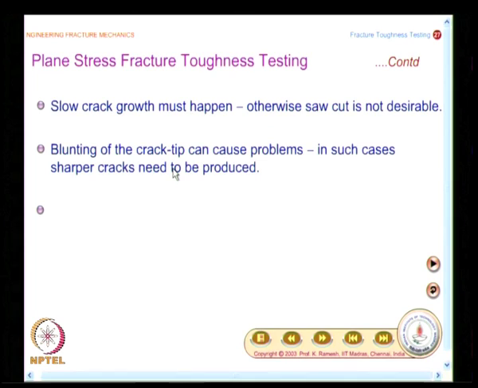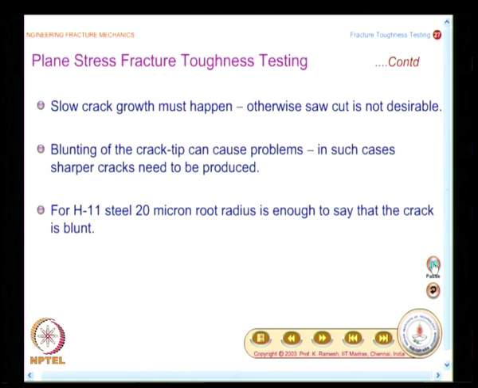When you go for plane stress testing, because of stable fracture, you invariably get a natural crack. But what people have experimentally obtained is, you need to have a smaller radius which is dictated by the material. So, if you do not find a stable crack growth, you must go and investigate how you could improve the initial crack.